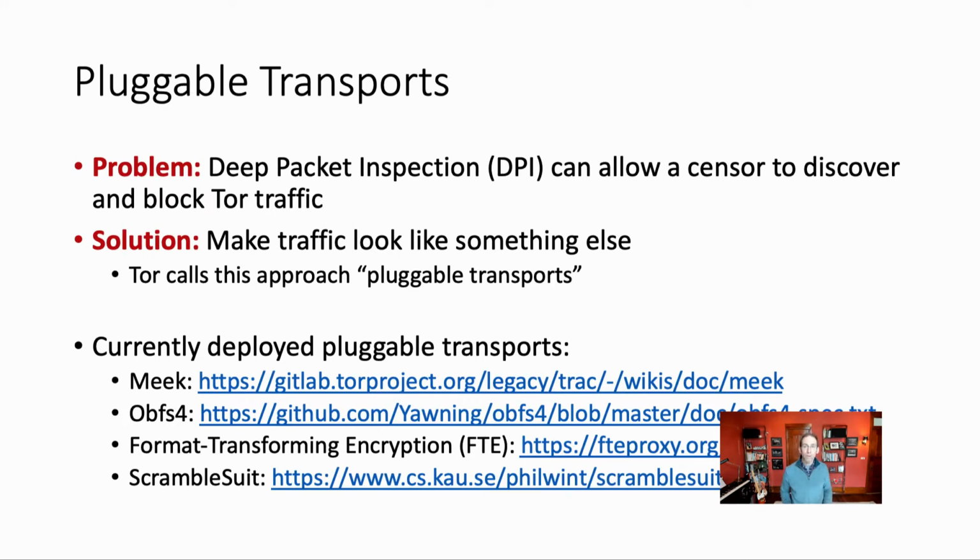Deep packet inspection can allow a sensor to discover and block the traffic associated with circumvention tools, including tools like Tor. The solution to this problem is to make the circumvention traffic look like something else, either by randomizing it or by making it look like another protocol entirely. Tor calls this particular approach to obfuscation pluggable transports, and there are 4 currently deployed pluggable transports that you can see here. OBFS4 and ScrambleSuit use randomization as an attempt to obfuscate the Tor traffic, whereas Meek and format transforming encryption try to mimic some other aspect of the protocol or use some other type of indirection to trick the sensor into thinking that the traffic is something else.